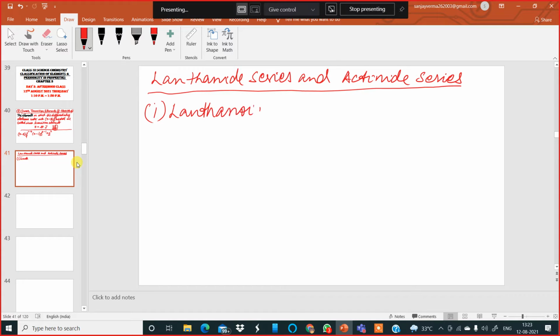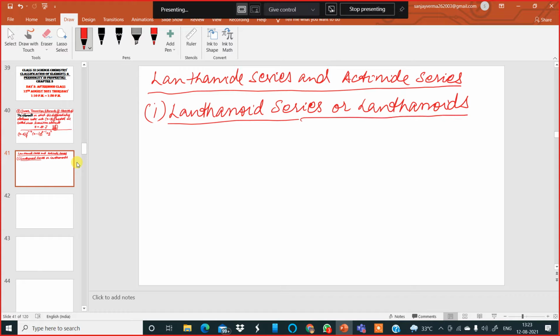Lanthanoid, N-O-I-D, lanthanoid series. Now this lanthanoid series is also called lanthanoids, N-O-I-D-S. So the lanthanide series is also called lanthanoids. Now remember, this series consists of how many elements? 14. It consists of 14 elements.